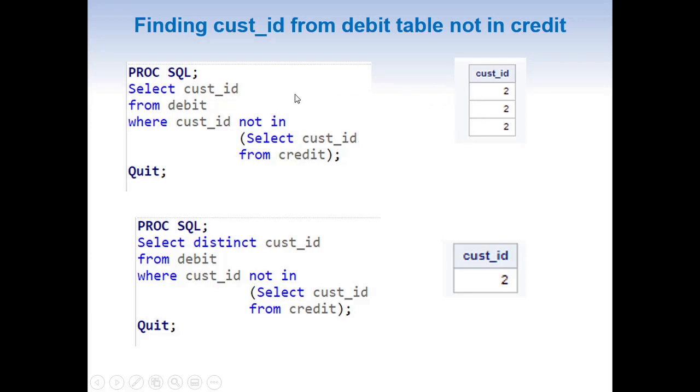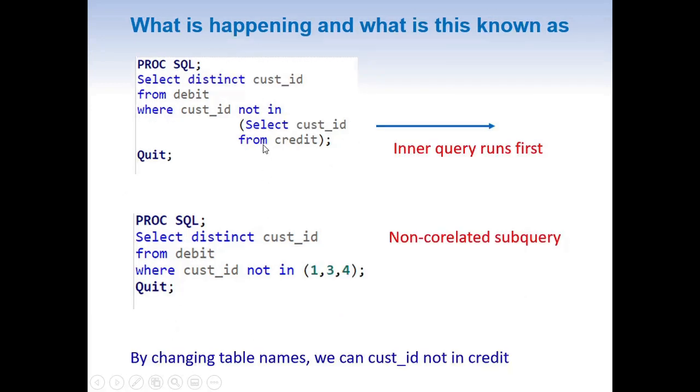As you have seen, we have multiple instances of cust_id 2, so we need to use distinct to get just one unique row for this particular cust ID. So distinct helps us give a unique row. Now let us try to understand this code itself, what is happening here and what this is known as.